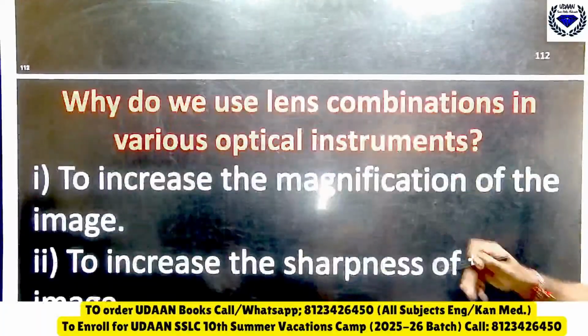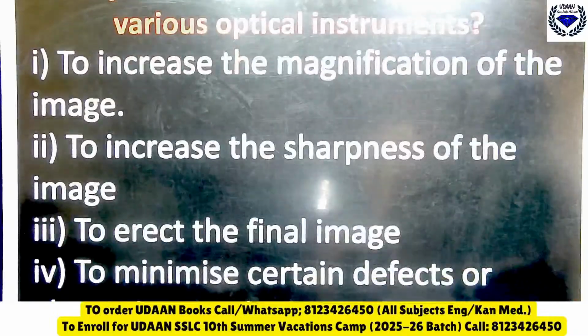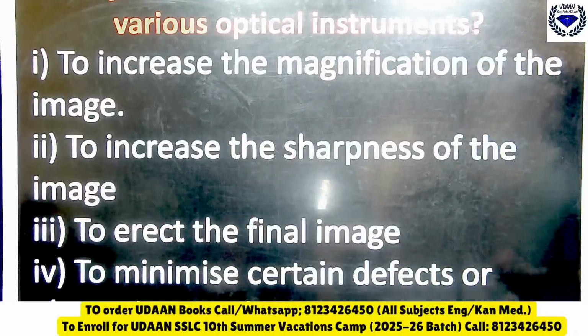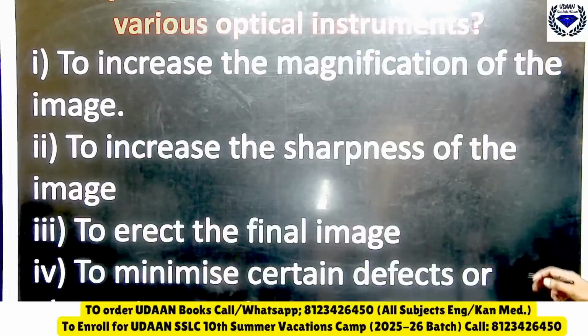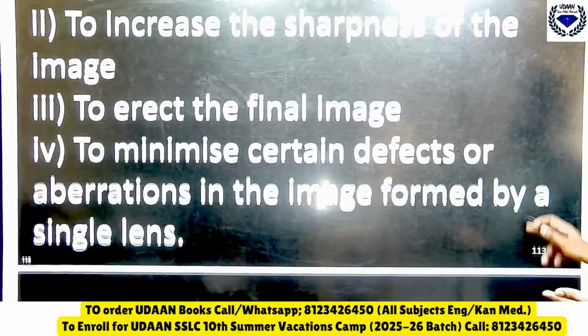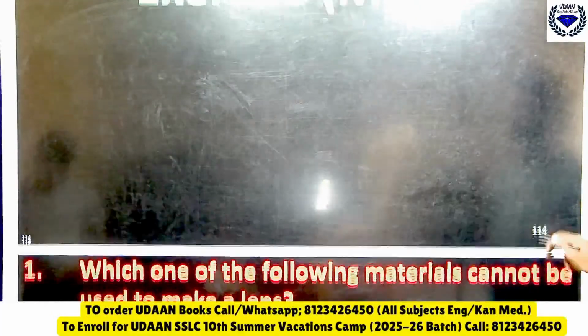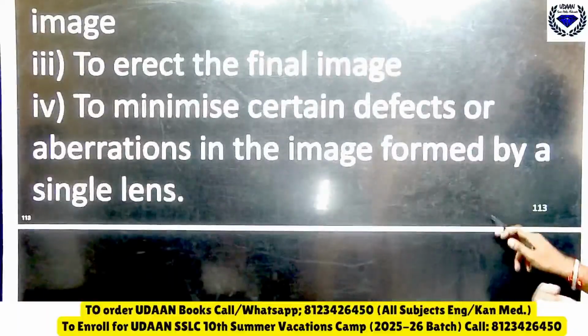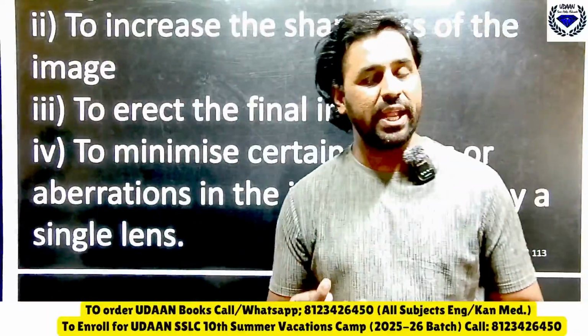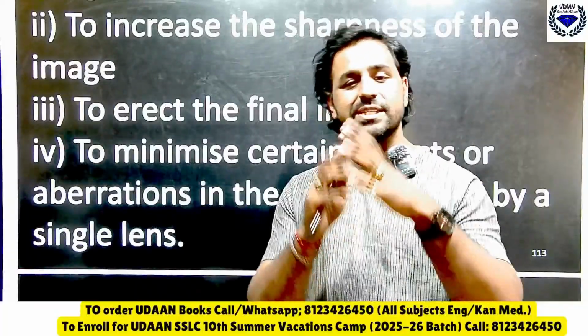Then why do we use lens combinations in various optical instruments? To increase the magnification of the image, to increase the sharpness of the image, to erect the final image, and to minimize certain defects or aberrations in the image formed by a single lens, okay. So with this we have finished our discussion. In the next session of light I will do all the ray diagrams and all the problems related to this. This is just a rapid revision.